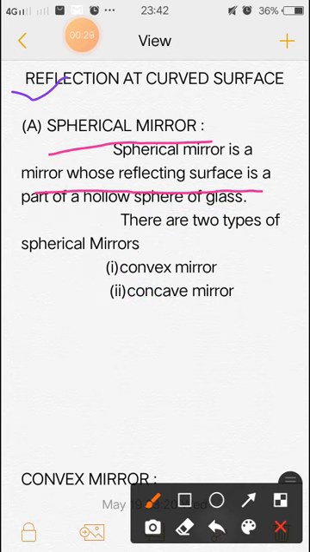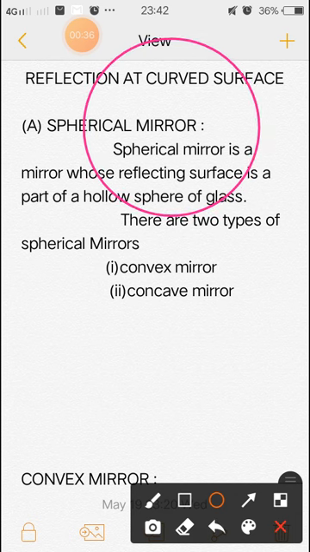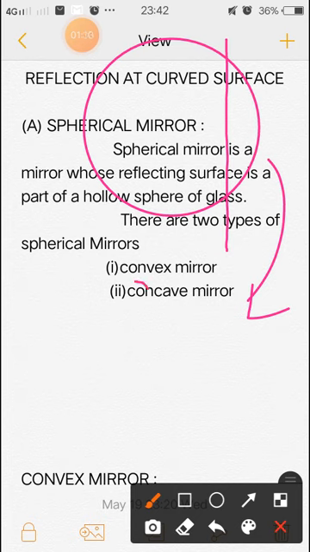So what is this? Now consider this is a hollow sphere, and we cut this portion, the right part. This part looks like this, as shown in the figure. This cut portion looks like this, and one surface is polished.